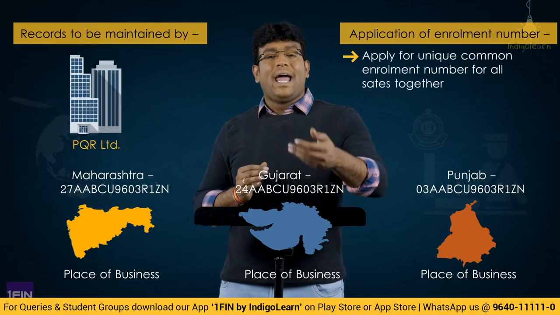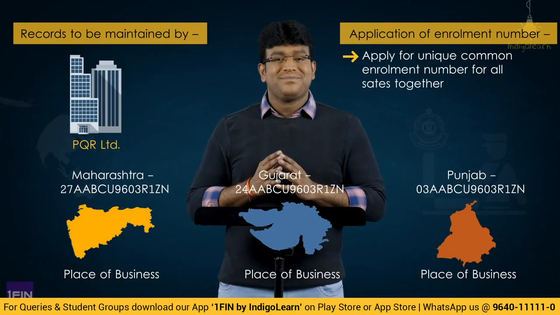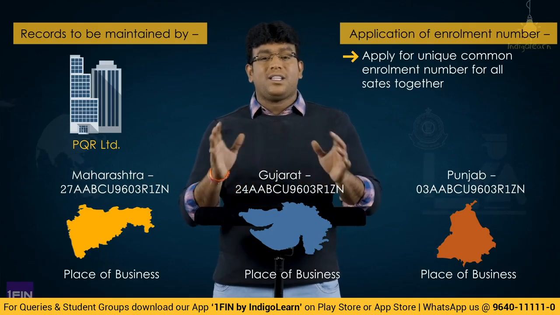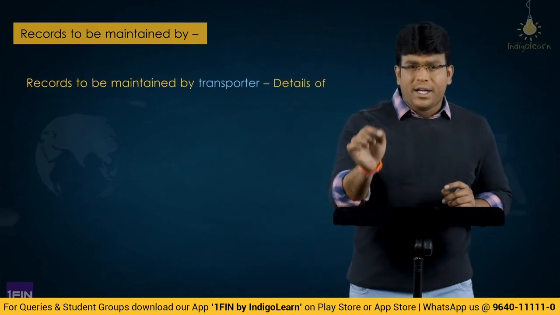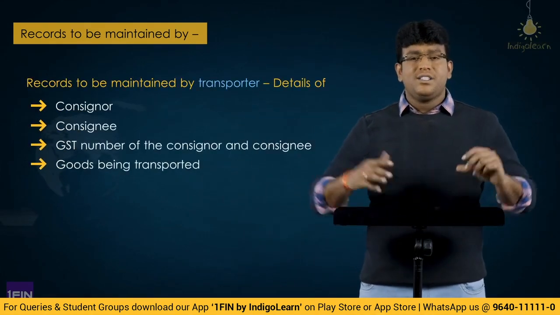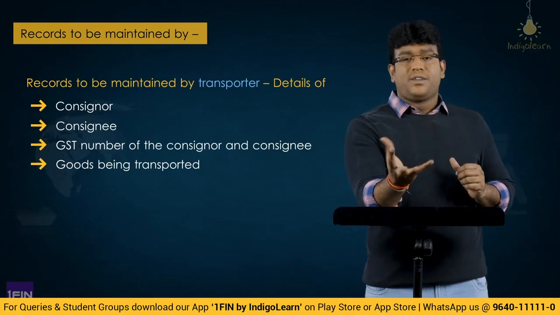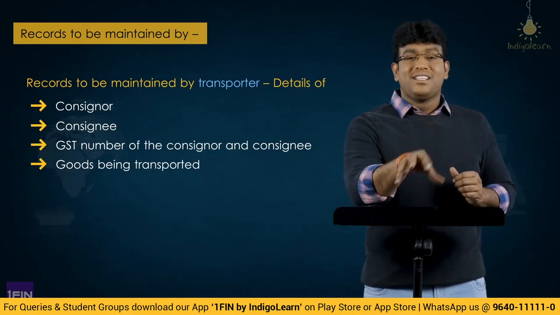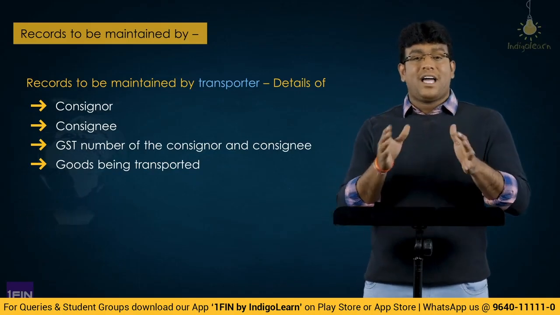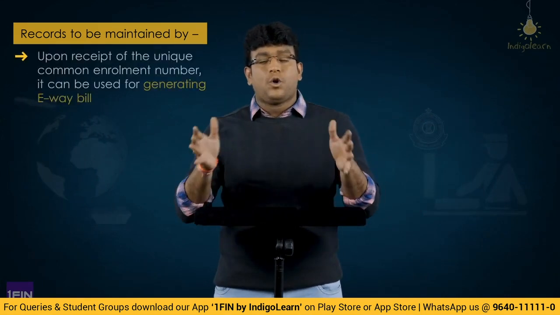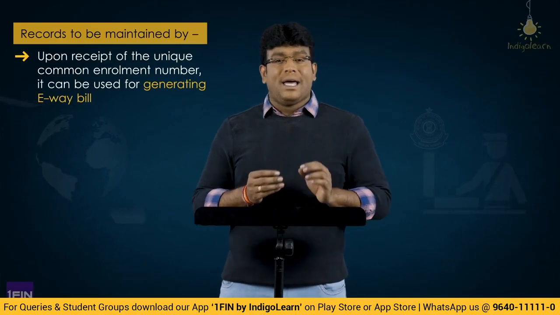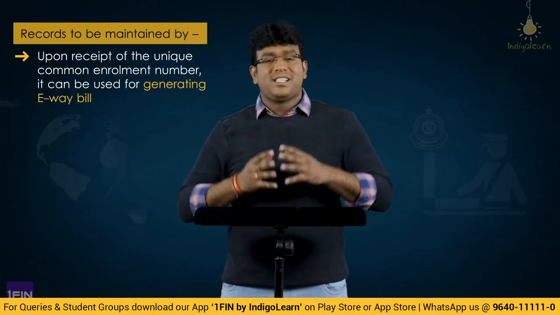Now what these guys can do is, at the time of applying for an enrollment number, they can apply for a unique common enrollment number for all the states together by quoting all the GST numbers of all the states together. Clear, guys? And it is the responsibility of the transporter to maintain records related to the consignor, consignee, GST number of the consignor, consignee, and the details of the goods that are being transported. These details should definitely be maintained by the transporter. And finally, once the transporter has got that unique common enrollment number, while generating the e-way bill, he will use that number only. He will not use any GST number.